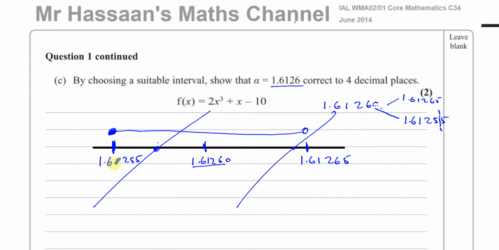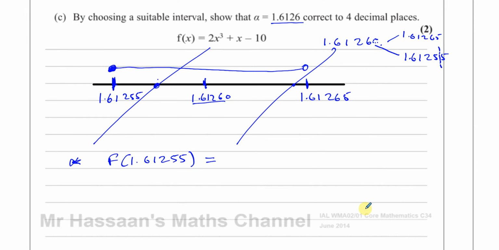So if the value of alpha is going to round to this to 4 decimal places, to show that, what we can do is substitute f(1.61255) into the function, and we can put f(1.61265) into the function, sorry.